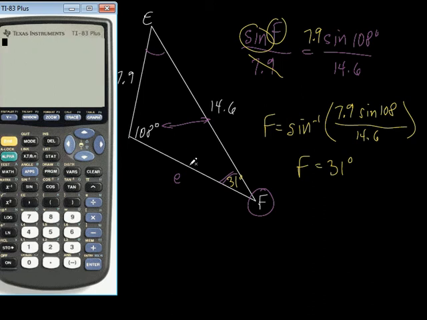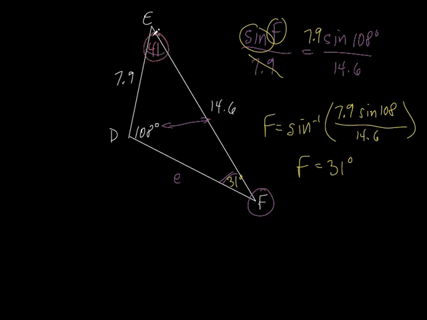Yeah, you could add them up and subtract them from 180, but I think it's easier on the calculator just to go 180 minus 108 minus 31. There it is. It's 41 degrees. So that was an easy one to find, wasn't it? Right there, 41 degrees. But now I've got to find side E.